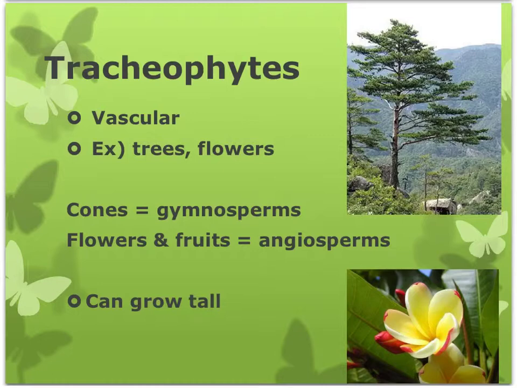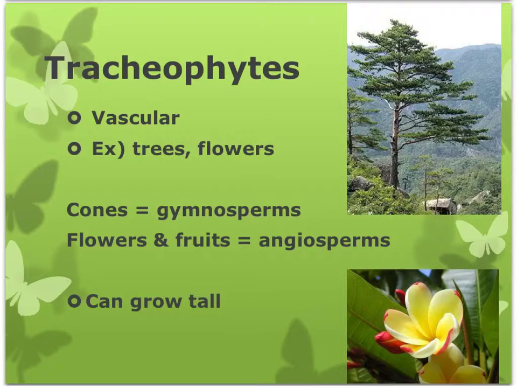The opposite of bryophyte would be a tracheophyte. A tracheophyte is a vascular plant. Some common examples would be trees and flowers. And in fact, we can break up tracheophytes into two separate categories. Tracheophytes with cones as reproductive structures, such as pine trees, like this one in this picture here, are called gymnosperms.